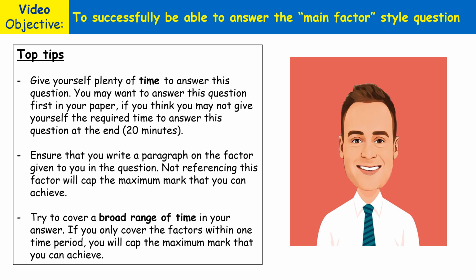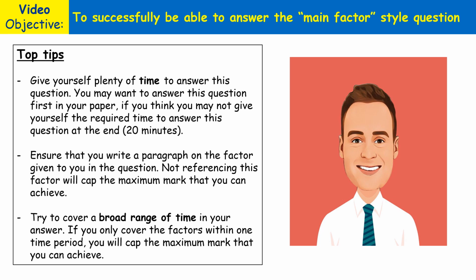Finally, try to cover a broad range of time in your answer. So if you only cover the factors within one specific time period, so it might be that you're given the factor of government or government intervention, or maybe religion, and if you only write about religion or government intervention within one particular time period, so it could be just write about your factors within the medieval time period, or maybe the Renaissance time period, or the modern time period, that will also cap the maximum mark that you can achieve. So try and write about a broad range of time periods in your answer for this type of question.